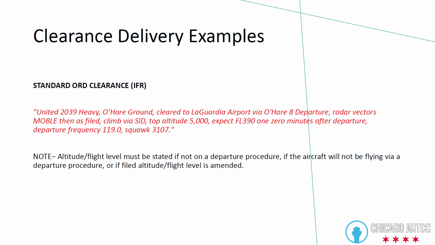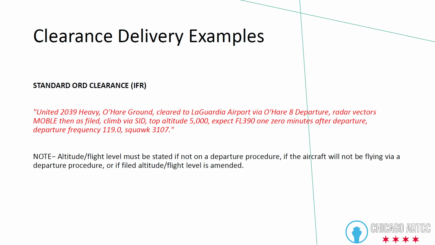Another standard O'Hare clearance example: United 2039 Heavy, O'Hare ground, cleared to LaGuardia Airport via O'Hare 8 departure, radar vectors mobile, then as filed. Climb via SID, top altitude 5,000. Expect level 390 10 minutes after departure. Departure frequency 119.0, squawk 3107.